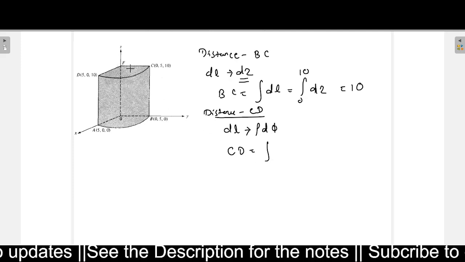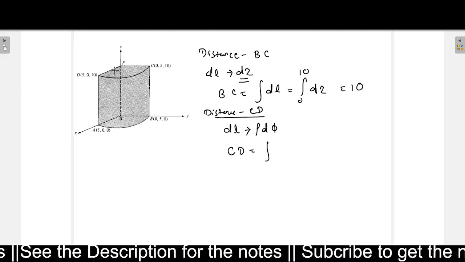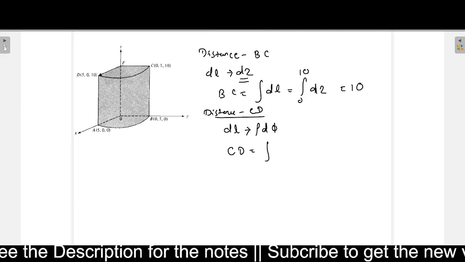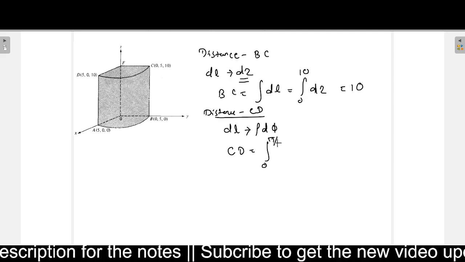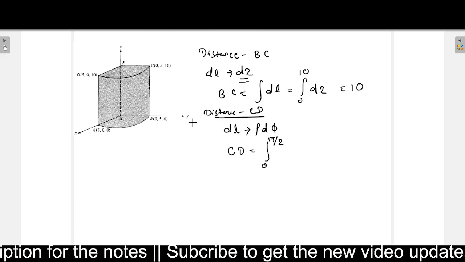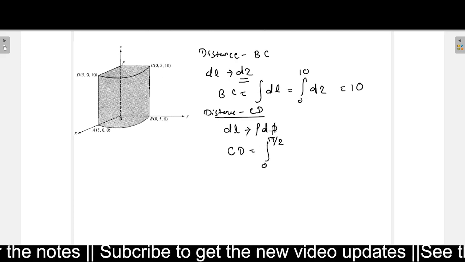The limit here will be from C to D that we are calculating. So the maximum limit is what? This angle is 0 at this point and at this point the angle is pi by 2. So the limit is pi by 2. Remember, here we are just calculating the distance. So if you write pi by 2 or minus pi by 2, both are the same; the answer should be positive.